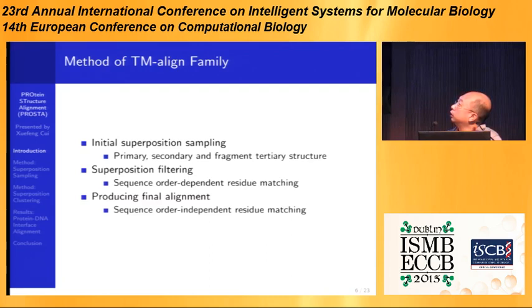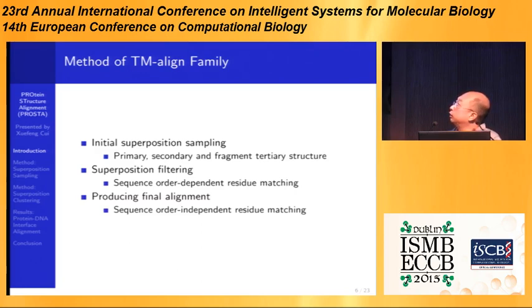And in the next stage, they try to find good superpositions from the initially sampled ones. This is done by first performing the residue matching and then calculating the alignment score. Because it's possible that there are millions of superimpositions sampled from the first step, if we try to calculate the alignment score for each sampled superposition, this could be quite time-consuming. And especially if we use sequence order independent residue matching, it will be even more time-consuming. This is why TM-Align and iAlign didn't try to perform sequence order independent alignment in the second stage.